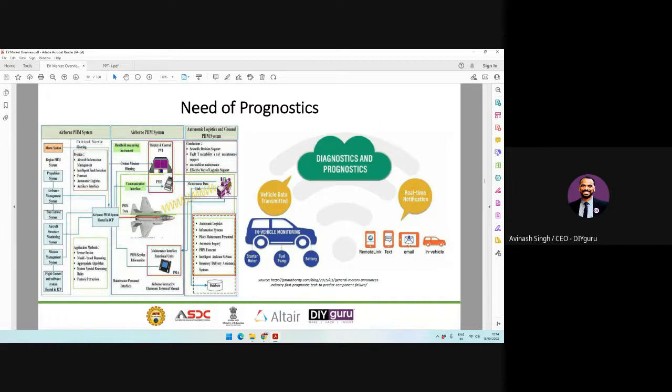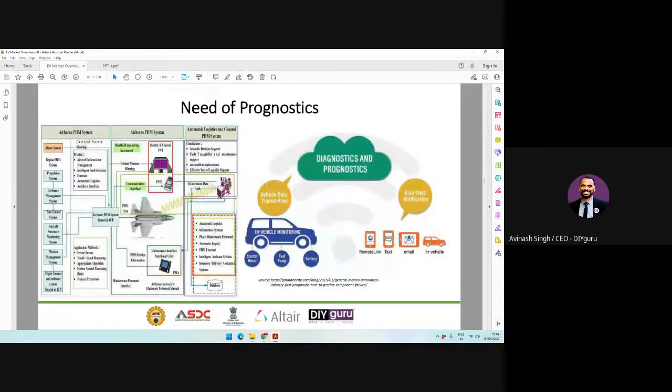So this is the problem that is there. Kindly fix this, right? So diagnostics and prognostics happen on a real-time basis. This is done through IoT devices which are installed in the vehicle, and which give you a real-time notification about any fault that has arisen, and that's how this is actually done, right?